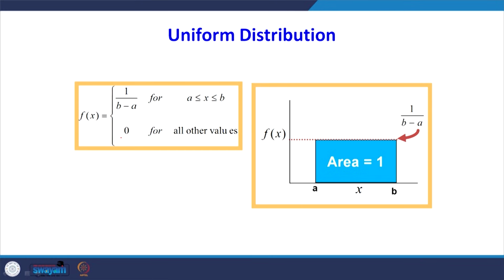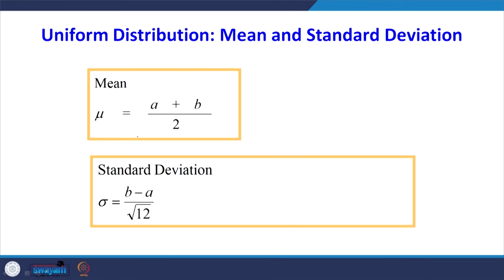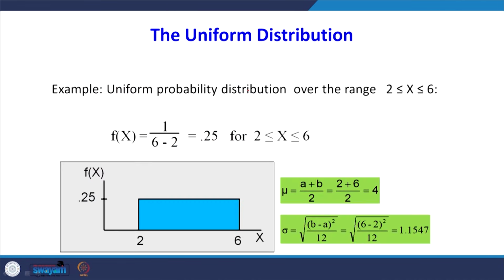In other intervals, the value of f of x is 0, and the total area equals 1. The mean of a uniform distribution is mu equal to (a plus b) divided by 2, and the standard deviation is (b minus a) divided by root of 12. This is a very standard result; for the derivation you can refer to some textbook. Now, we will see some problems using uniform distribution.